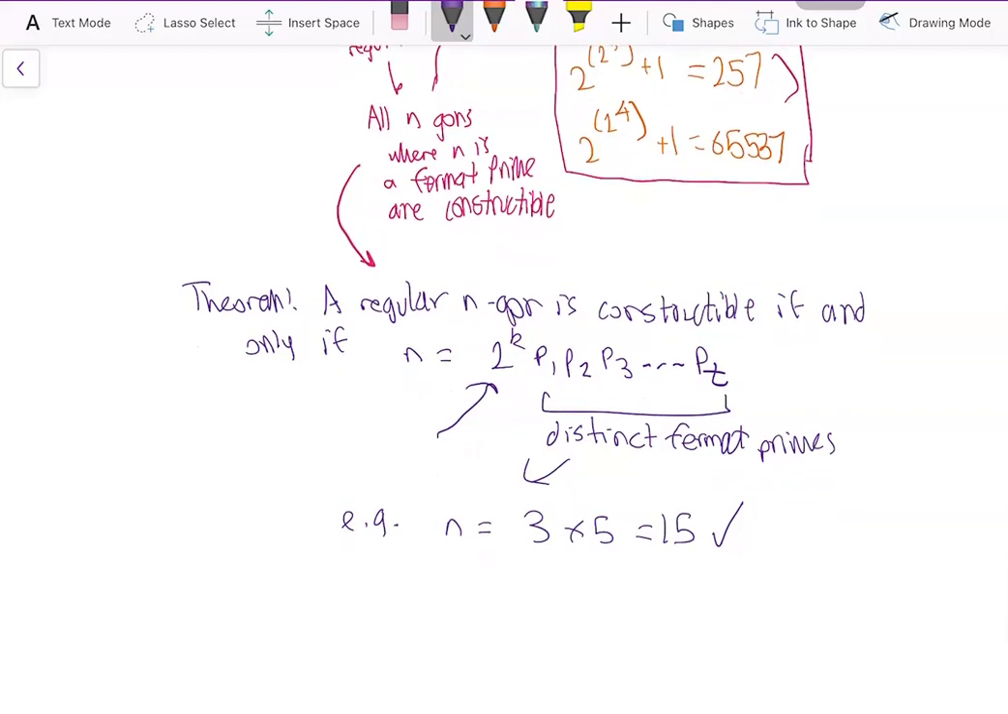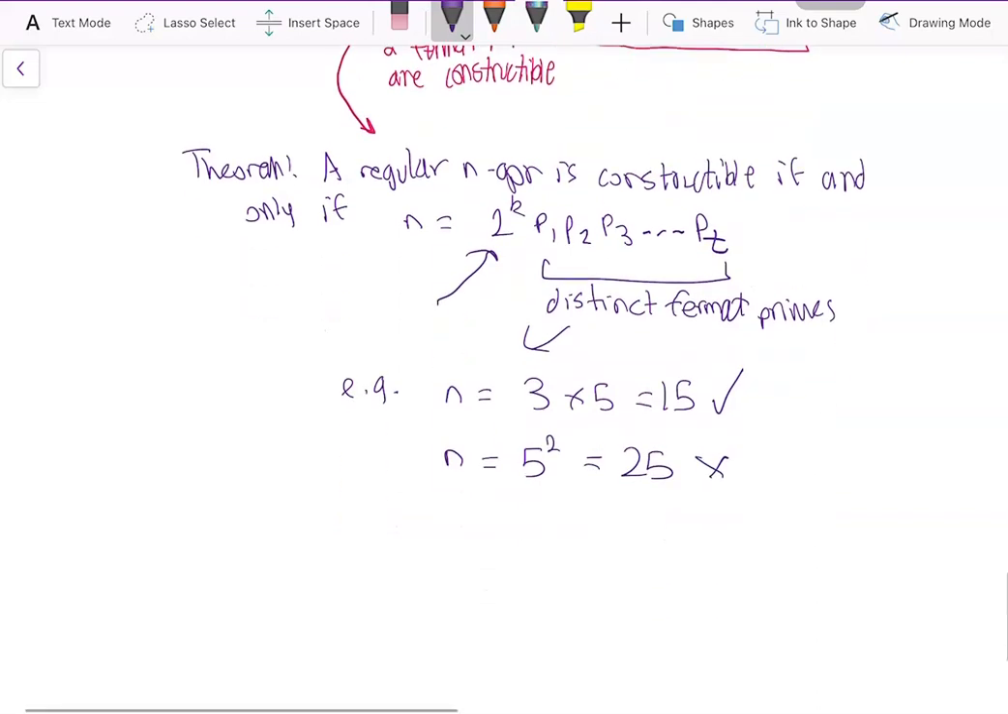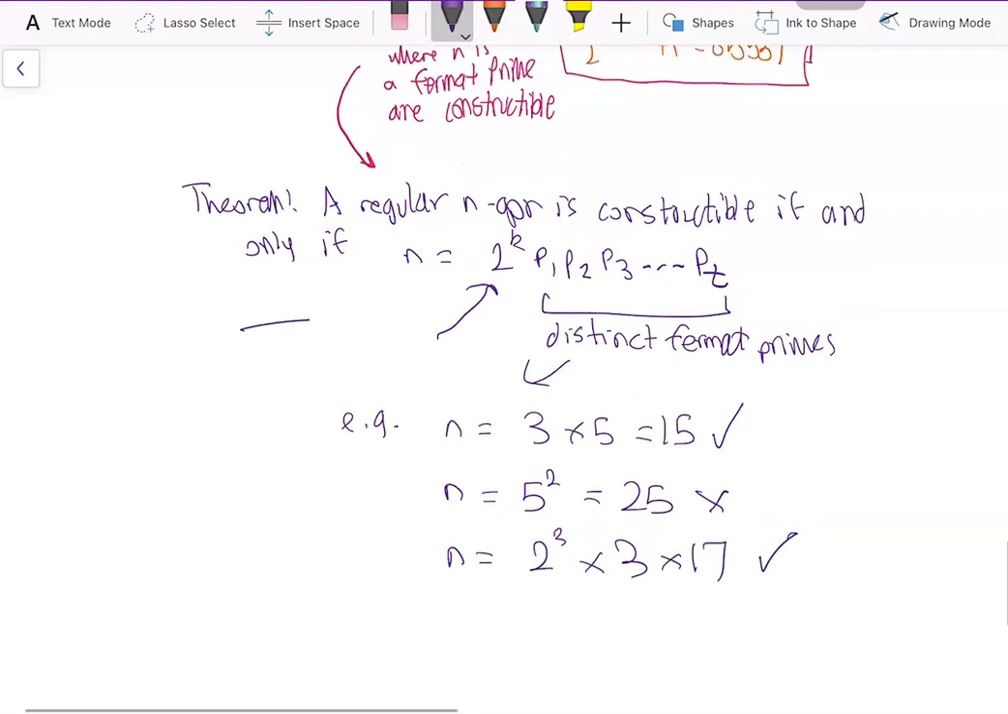However, a 25-sided polygon cannot be constructed. And if you use the doubling idea, you can show, for example, that a 2 cubed times 3 times 17-sided polygon can be constructed because it is of this form.